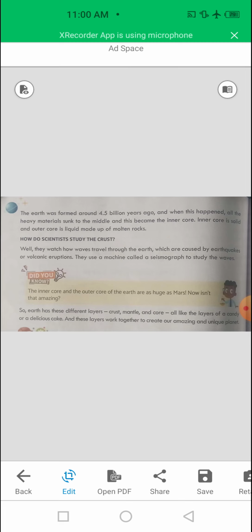So earth has three different layers, crust, mantle and core respectively, just like the layers of a candy or a delicious cake. And these layers work together to create an amazing and unique planet. So this was all about the structure of the earth. I hope you understood. So students, we can say that earth is also like a yummy candy, because it also has different layers, that are crust, mantle and core.